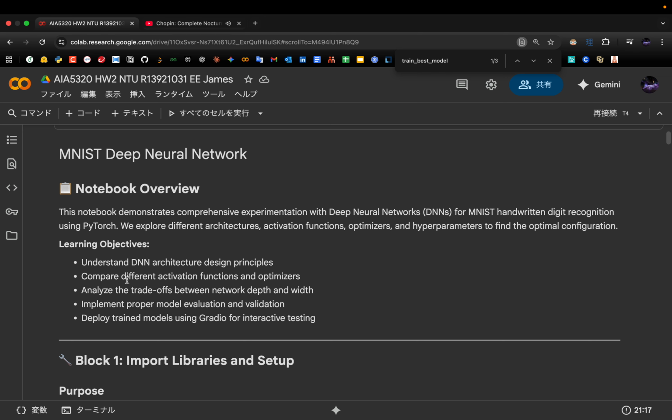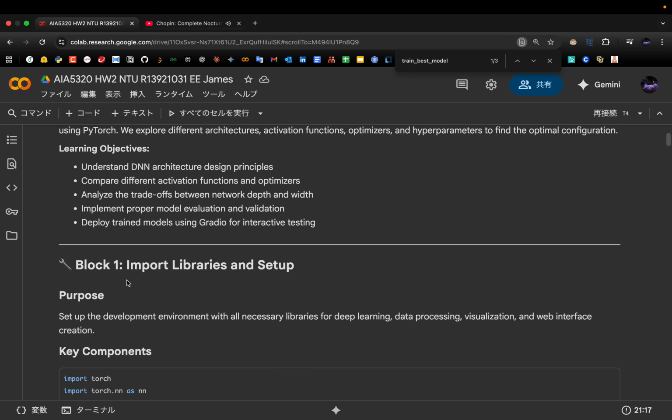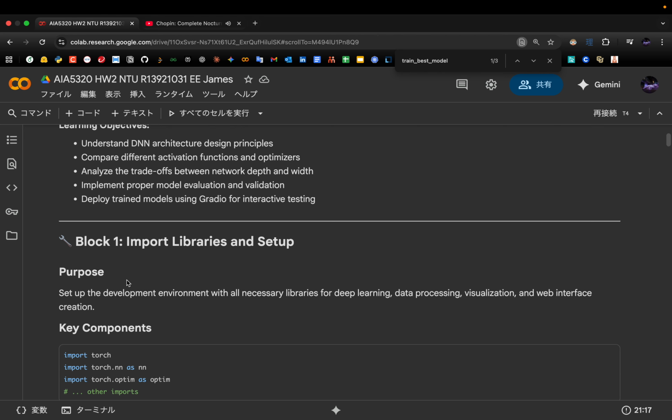During the lecture, the professor used TensorFlow, but during my past year as a research assistant, I'm not so familiar with TensorFlow, so I switched to PyTorch for the implementation. I also compare some activation functions and the DNN architecture, like the trade-off between the network depths and widths, and compare the activation functions and learning rate, etc. Okay.